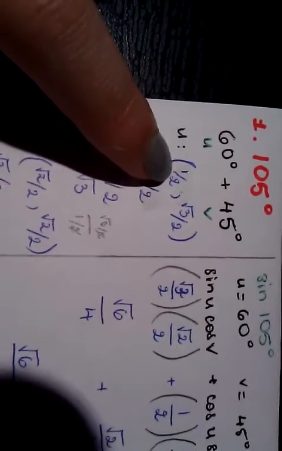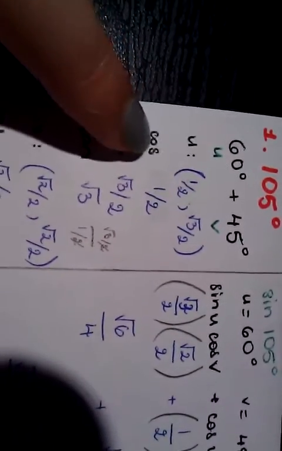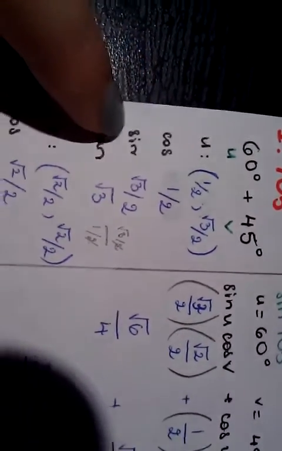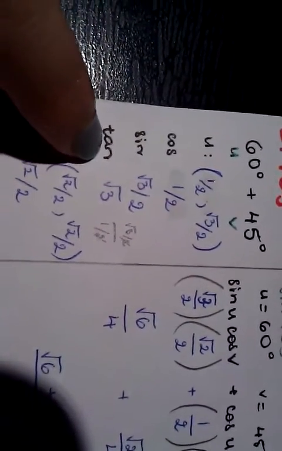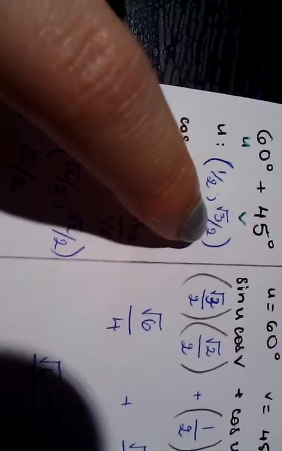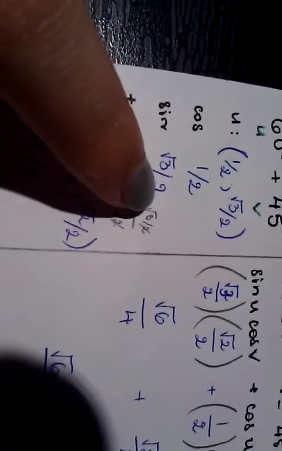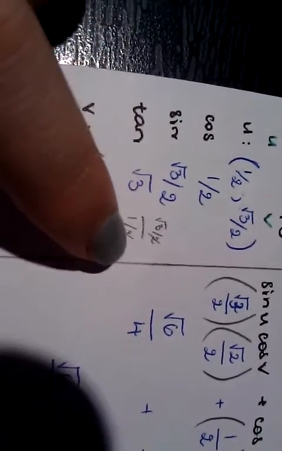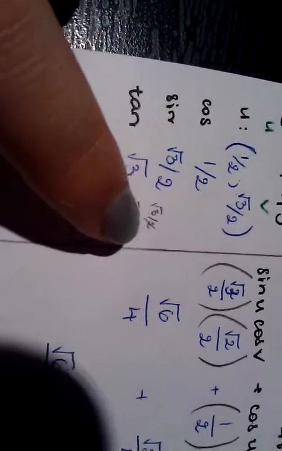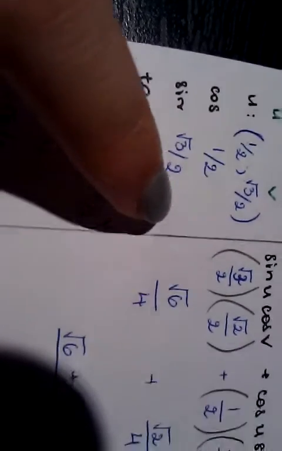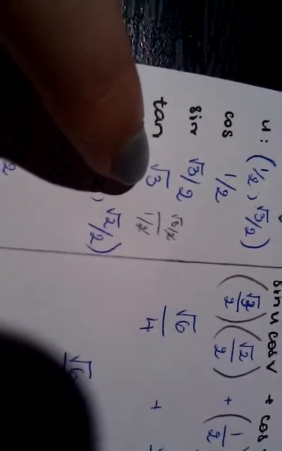So I have the point 1 over 2 and radical 3 over 2. Cosine is X, sine is Y, and tangent is Y over X, which is radical 3 over 2 over 1 over 2. The denominators are similar, so we cross them out and we have radical 3 over 1, which makes it radical 3.